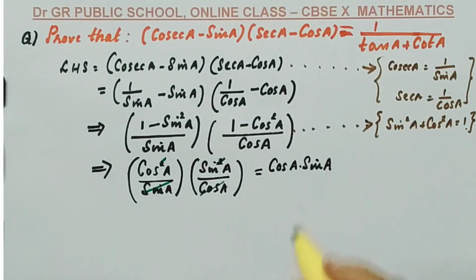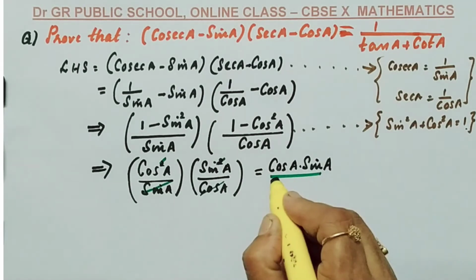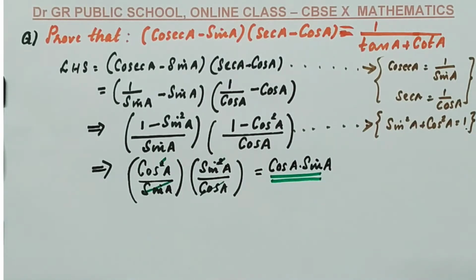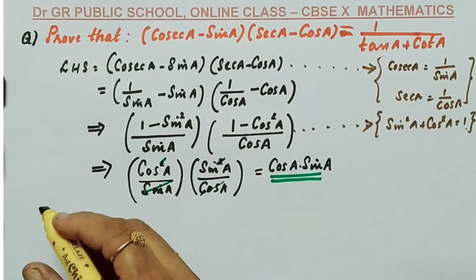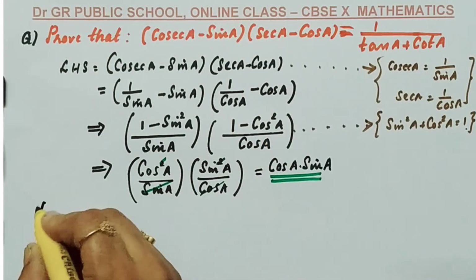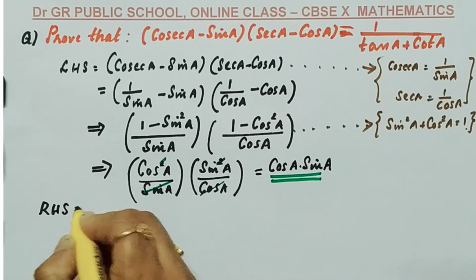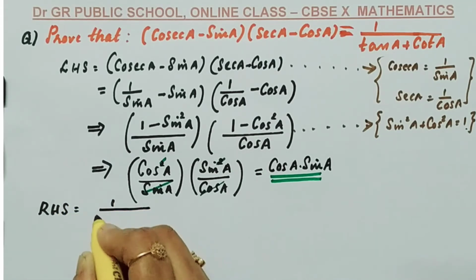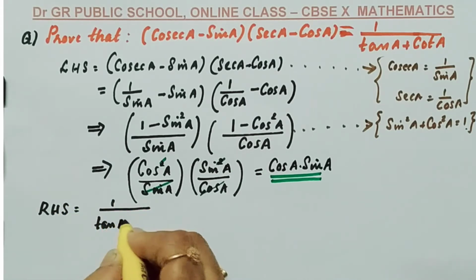Actually this is not the RHS. Your RHS is 1 by tan A plus cot A, but I am going to keep it here. This is a special method for doing some problems in which, while taking the LHS, you can't reach the RHS. So keeping at this step, I am going to proceed further. I am going to take the RHS now. My RHS equals 1 by tan A plus cot A.